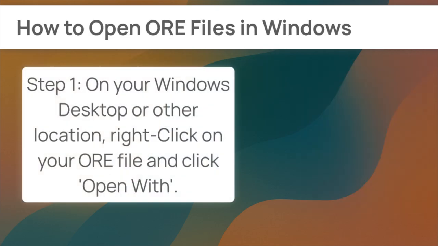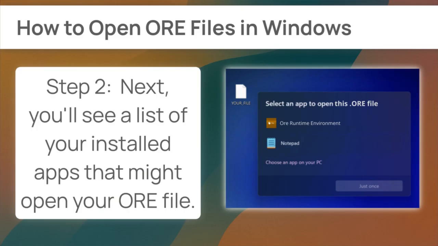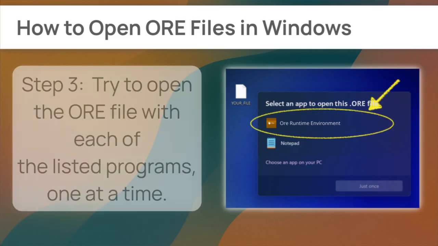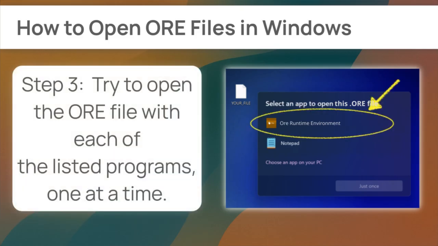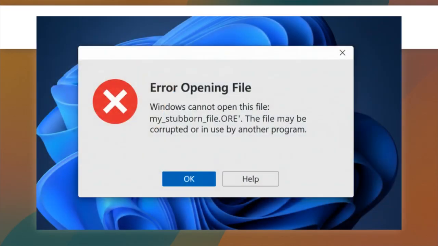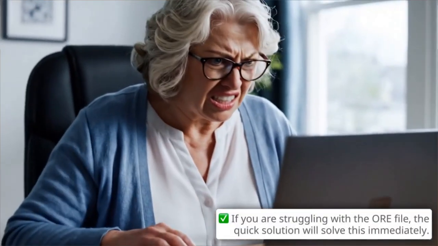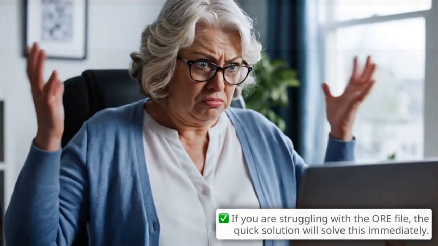To guarantee file access, right-click your ORE file and select Open With. If OR runtime environment is an option, test it. If it's not available, choose another program. We are trying to force the file open with a compatible application. If your ORE file is not opening yet, that is normal. We need to act fast after that failed attempt. Let's transition immediately into these 3 crucial steps for error isolation.